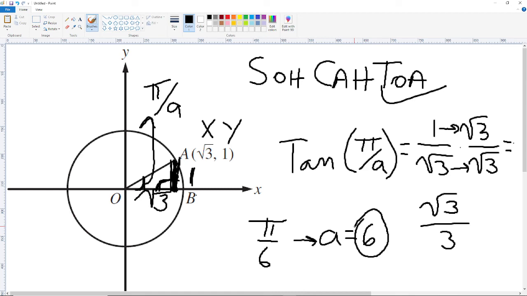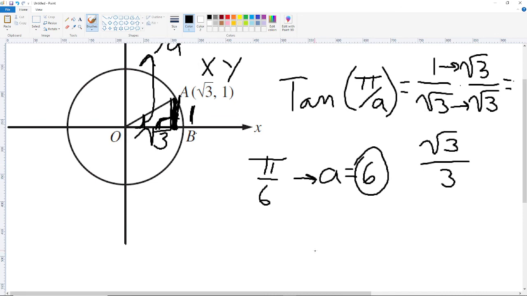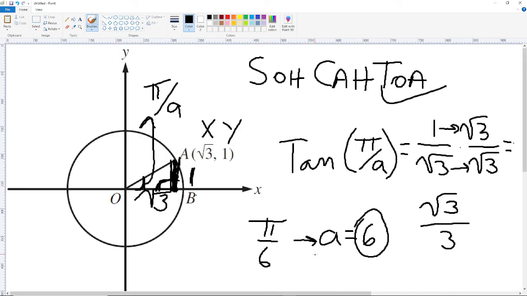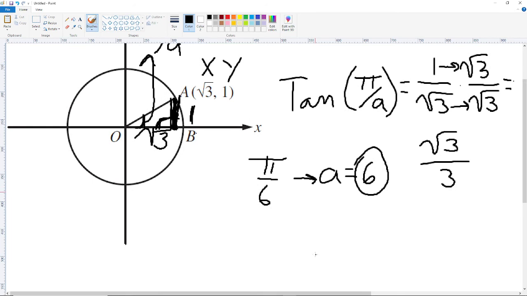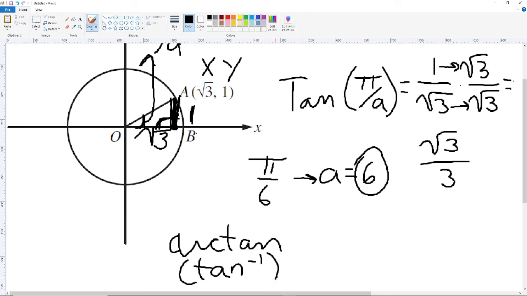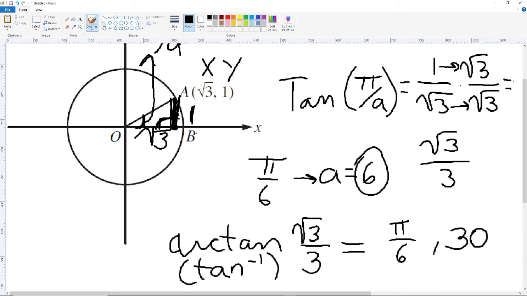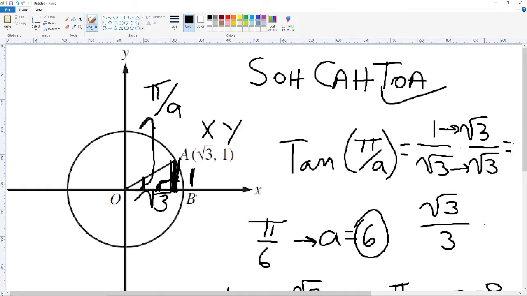If this was a calculator section, you could figure it out with the calculator. Tangent of what equals square root of 3 over 3? Or you could do, remember, arctangent. Your calculator may call it arctangent or it may call it tangent minus 1. If you had your calculator in radian mode, you'd put in arctan or tan minus 1 of square root of 3 over 3, and your calculator would spit out pi over 6. Or if it was in degree mode, it would spit out 30 degrees. So that's how you would know it. But as long as you know the unit circle, you get this one. That's all.